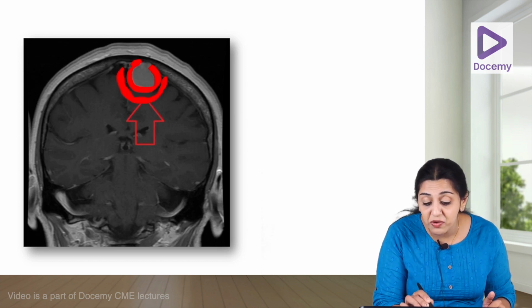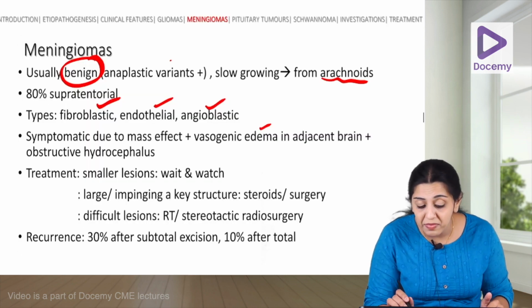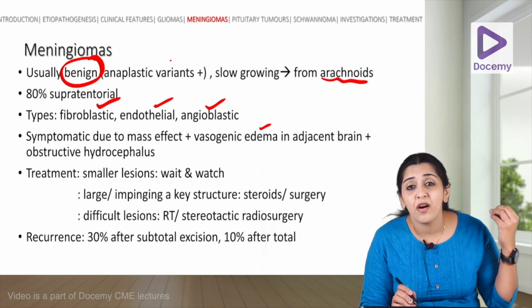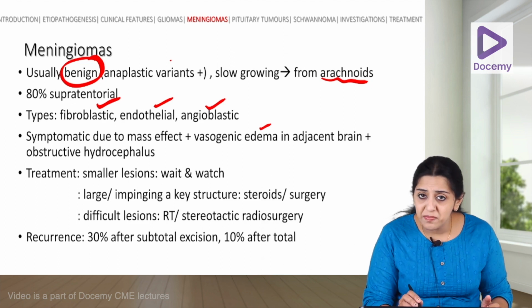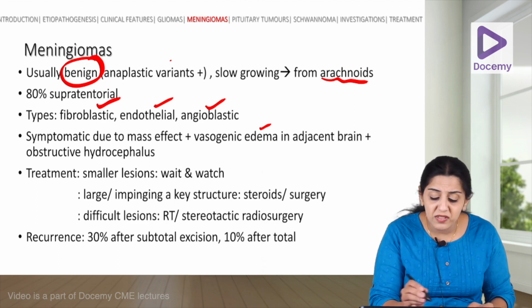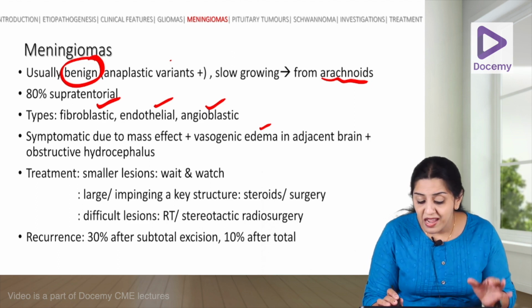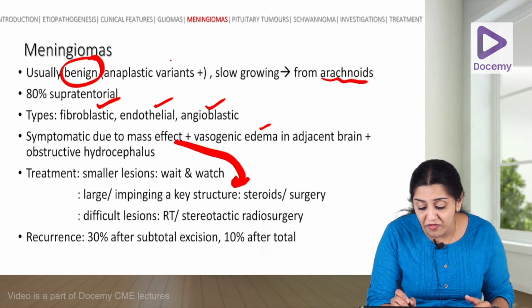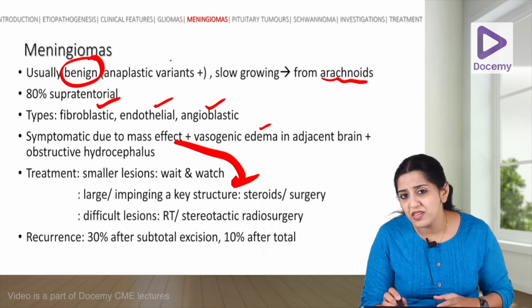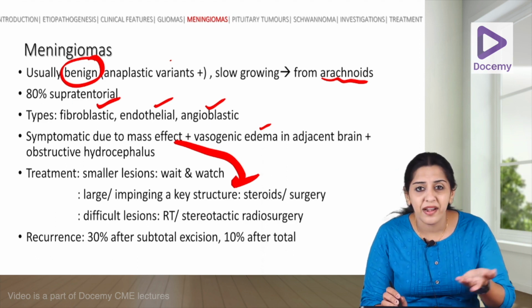Around this lesion, you might find cerebral edema, and sometimes it can cause obstruction to the CSF flow and cause hydrocephalus. So what is the treatment? If the lesions are small, because they are benign, you can just wait and watch. If they are large and impinging on a key structure, that is, if it is causing mass effect, you may have to give steroids, and sometimes you end up in surgery.